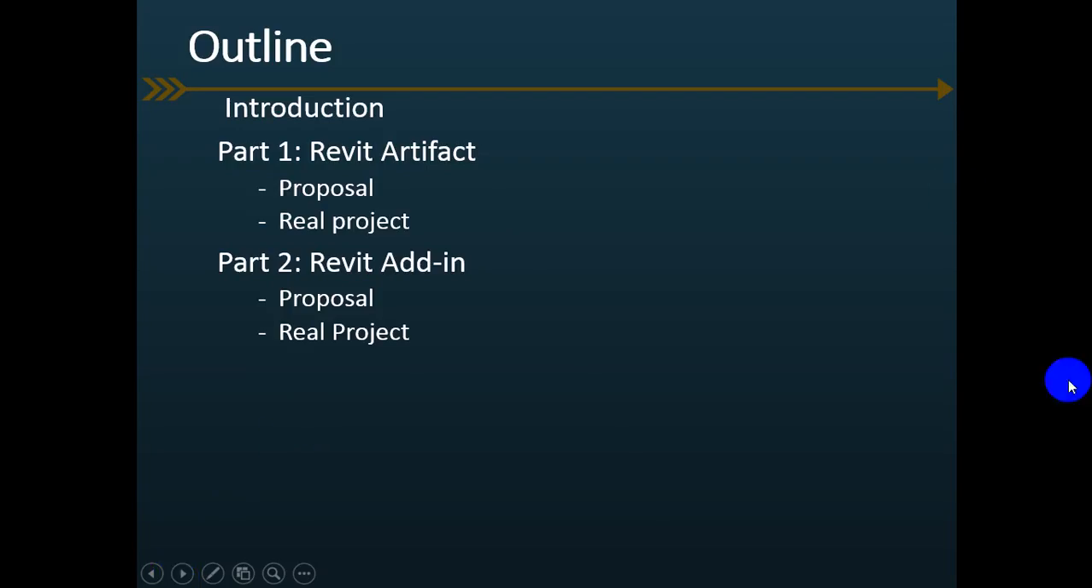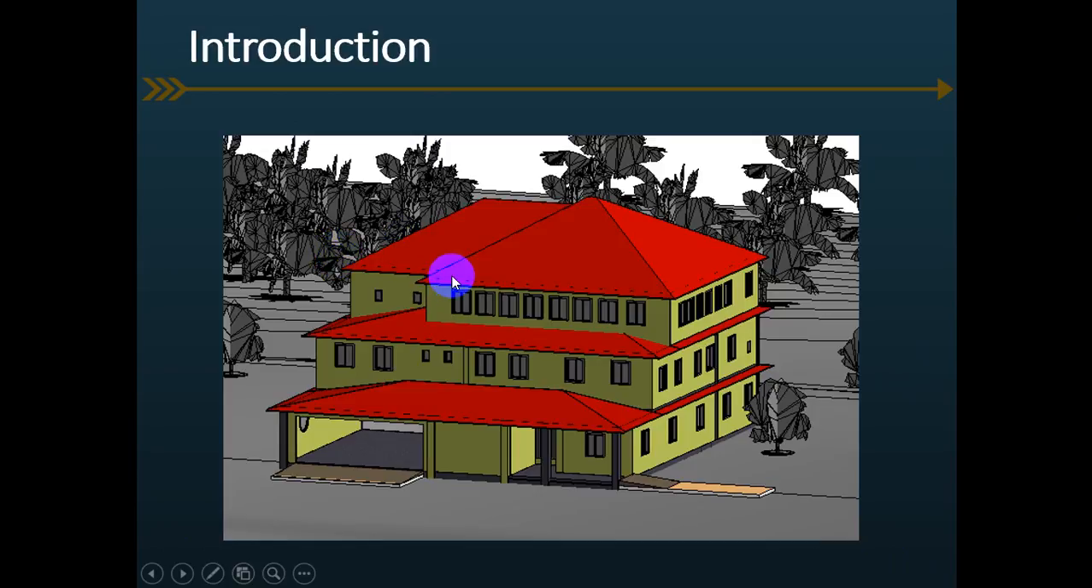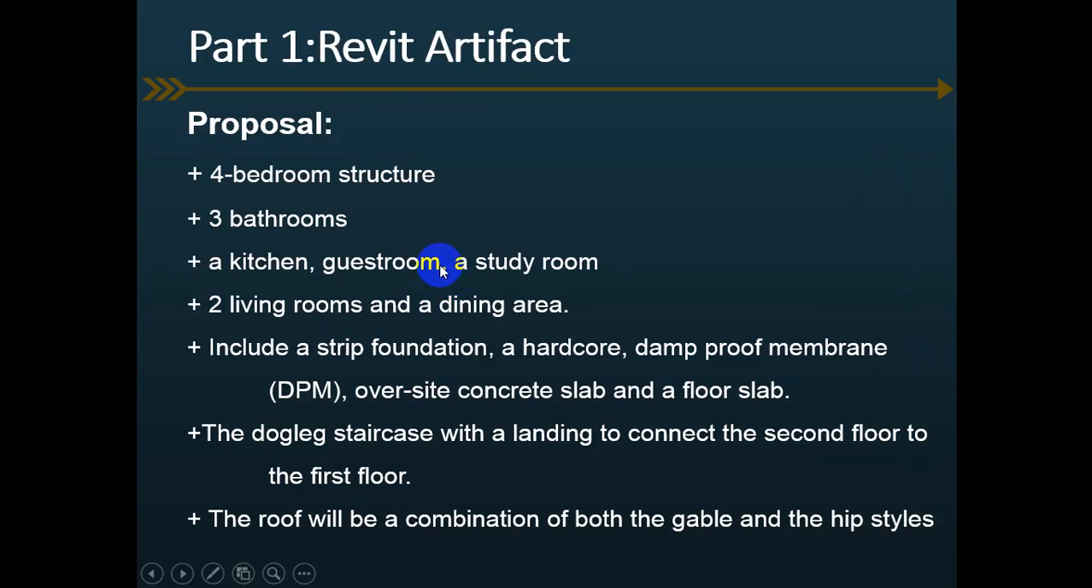First of all, we'll have the outline, which involves the introduction. The introduction of the outline involves the Revit artifact and the Revit add-in. So here is a 3D view of the structure, and here is the proposal. First, we're supposed to submit a proposal to the professor, and it involves four bedrooms, bathrooms, a kitchen, guest room, study room, two living rooms, a dining area, and so forth. It also includes a staircase and a roof, which is a hipped roof.